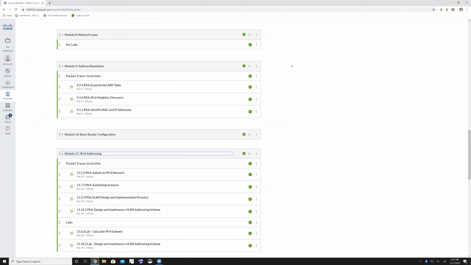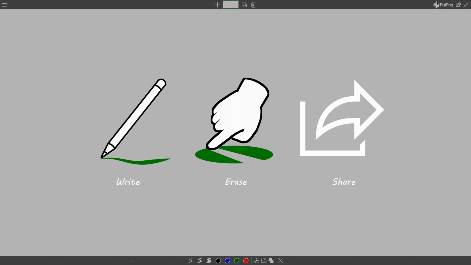So we're going to be talking about subnetting. I'm really not even going to go into the curriculum, folks. This is something I've done enough that I can pretty much do it with my eyes closed.